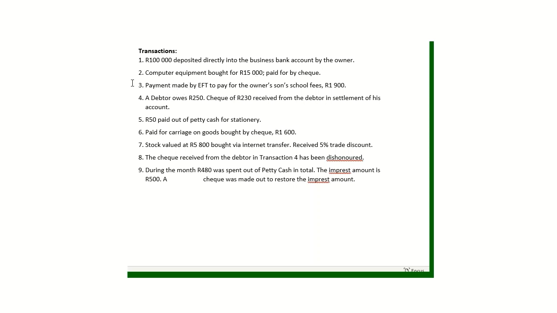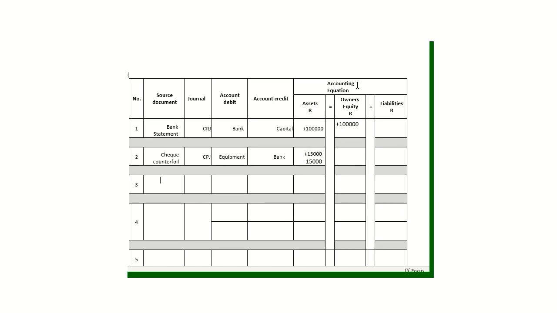A payment, CPJ, made by EFT to pay for the owner's son's school fees, 1,900. So let's just go to the analysis. We pay by EFT.